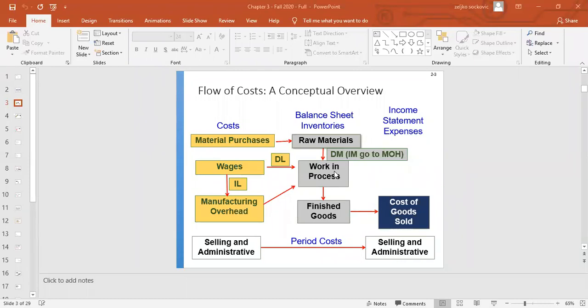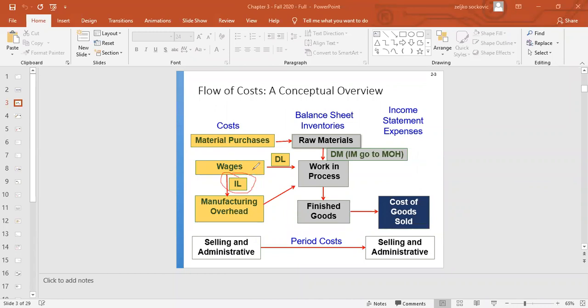First, we will send indirect materials to manufacturing overhead, because all indirect costs go to manufacturing overhead. Again, the arrow is missing from indirect materials to manufacturing overhead, because that arrow would be crossing a bunch of boxes, so it would not look great. So only indirect materials will be the ones that go to manufacturing overhead. Yes, very good, correct. No, not only. Indirect labor will also, as you can see here.